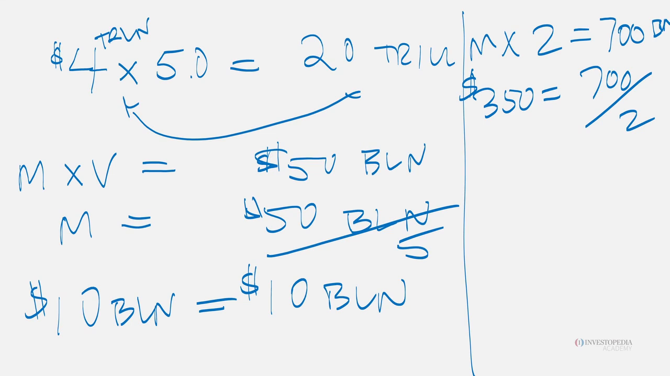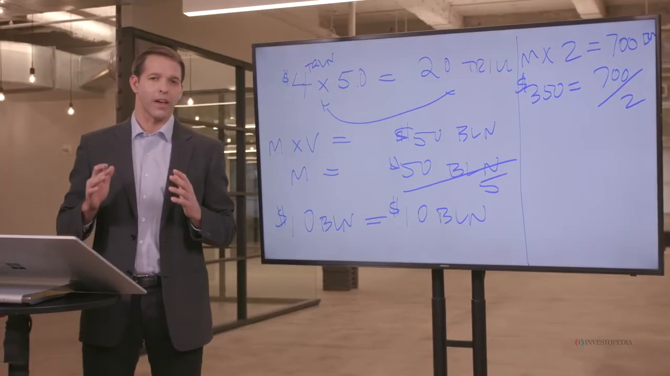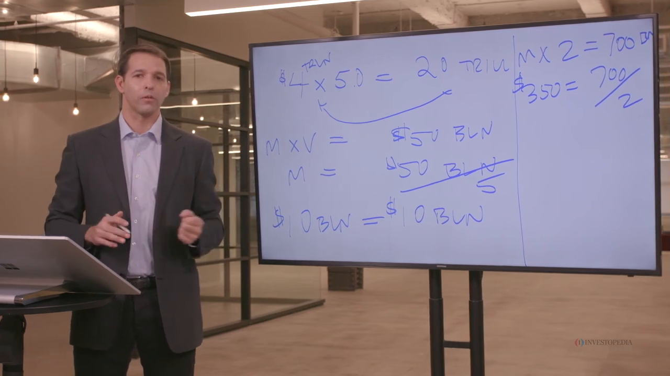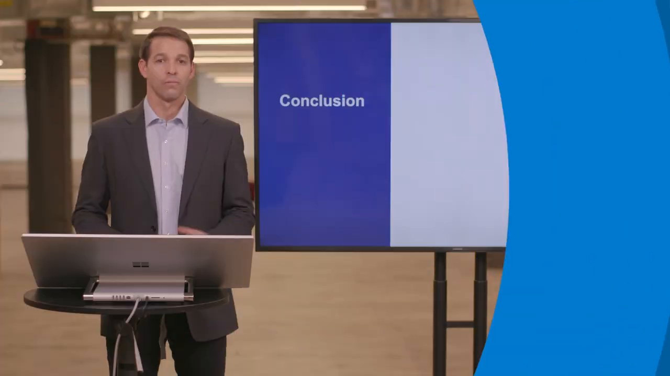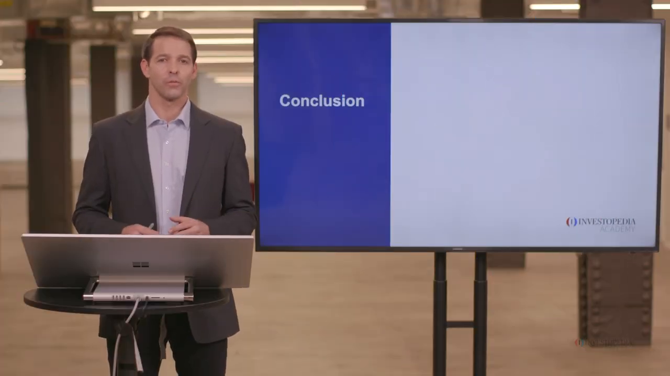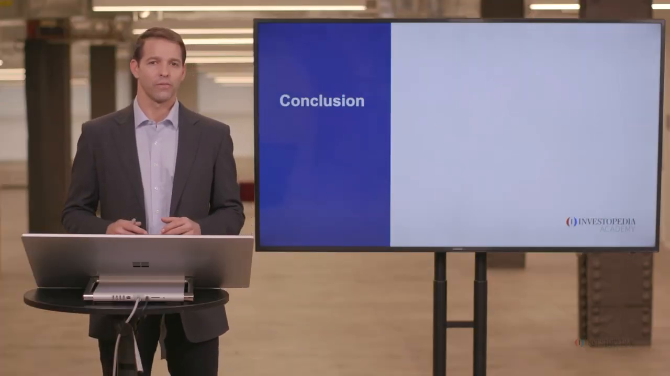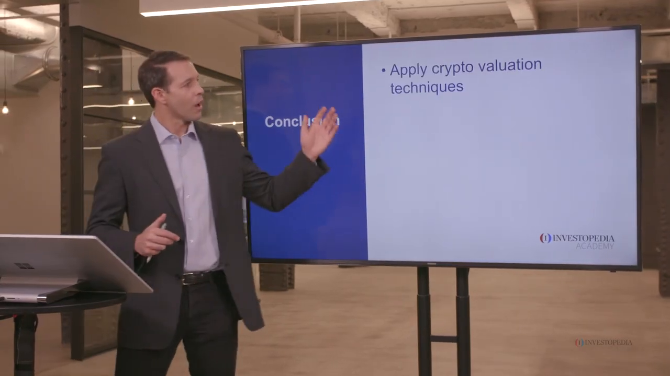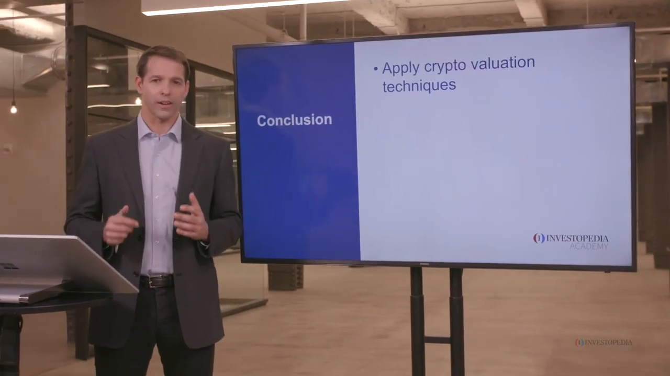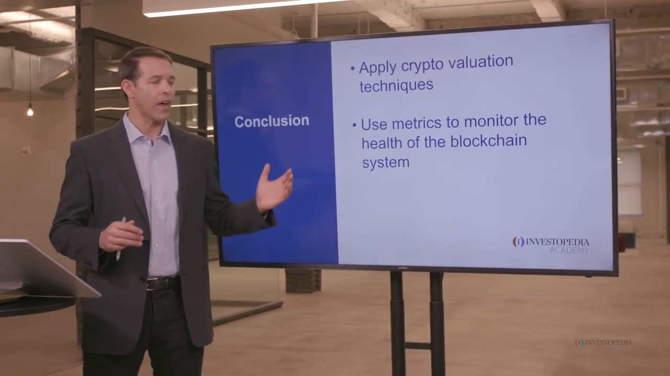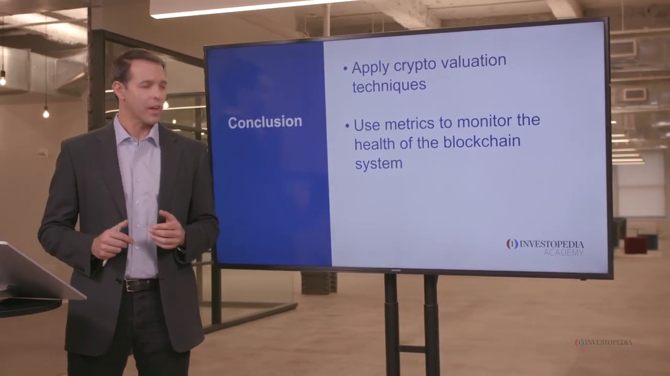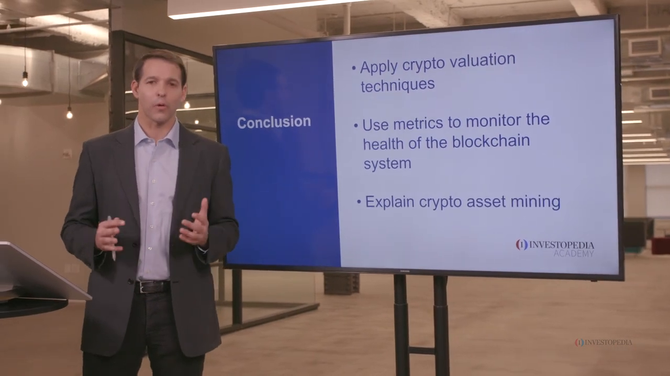So this is a simple accounting identity or an equation of exchange that shows a simplified way to value Bitcoin or other crypto assets. So this concludes section 2, crypto valuations. So now you should be able to apply different crypto valuation techniques. You should know how to use metrics to monitor the health of the blockchain system. And you should also understand crypto asset mining.